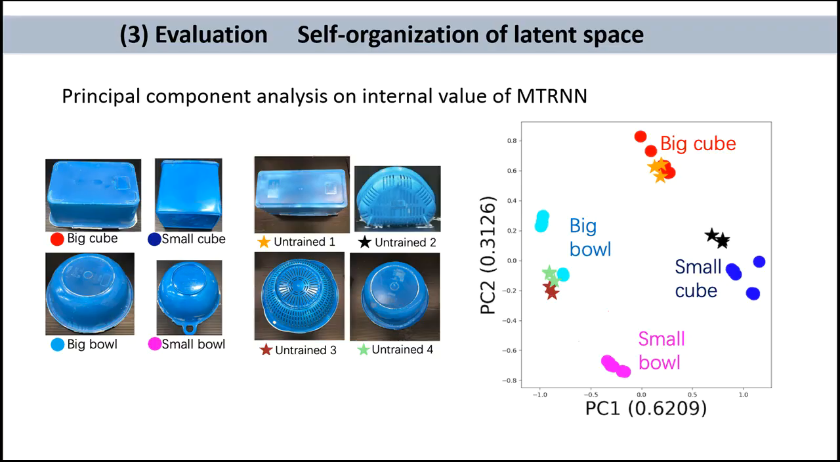We analyzed the latent space of the model to check if the robot could recognize the objects or not. We plotted circle points when the robot dealt with trained objects. As can be seen, the plots are self-organized according to the shape of the objects. In addition, we plotted star points when the robot dealt with test objects. From the position of them, we can assume that the robot recognized the untrained object 1 as big cube, 2 as small cube, and 3 and 4 as big ball.